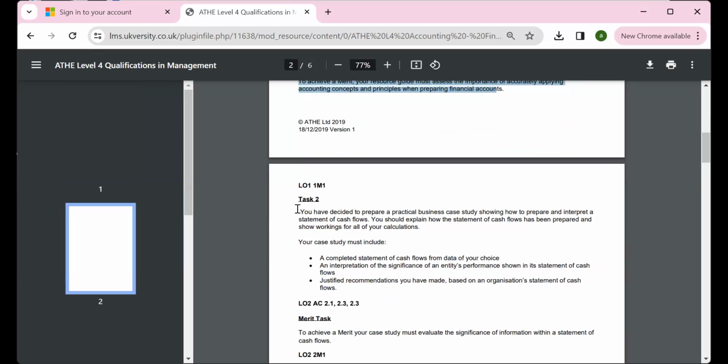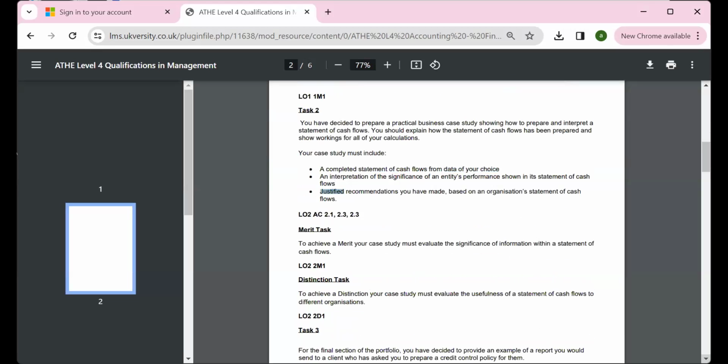Task two is based on assessment criteria 2.1 to 2.3, which is in lesson two. We can complete the statement of cash flow with the data of your choice. I gave you books, journals and the question. We can pick the data and interpret the entity's performance using the cash flows. We can look at investing, operating, and financing activities, and justify and recommend. Then we have task three.